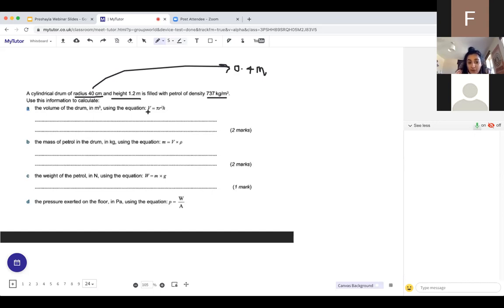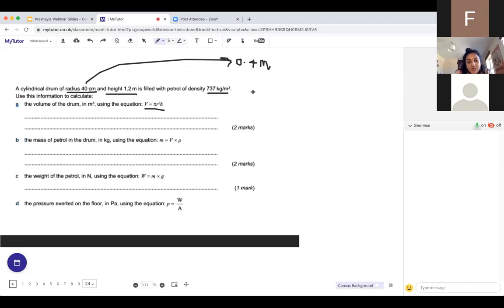We've been given the equation for the volume of a cylinder, which is V equals pi r squared H. So to find our volume, we need to do V equals pi times r squared. So remember, our r is our 0.4, times H. So H is our height of our drum, which is 1.2. So what would the volume be? Work it out on your calculators, put it in the chat. What would the volume of our cylinder or our drum be?